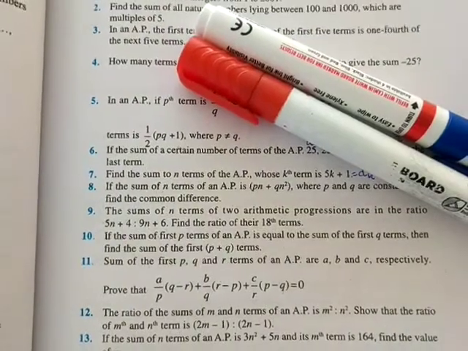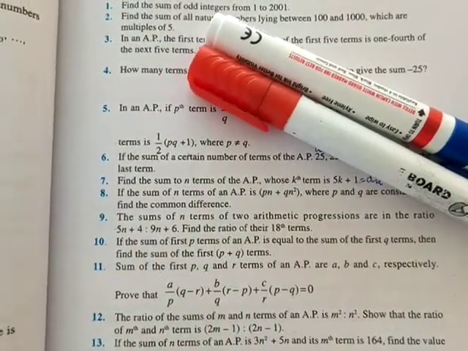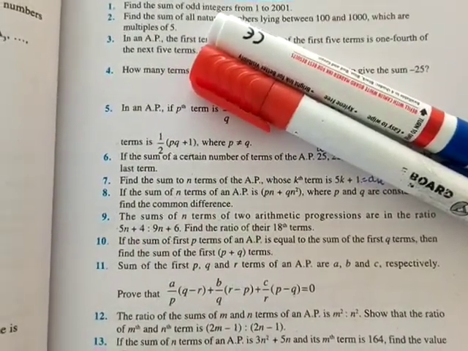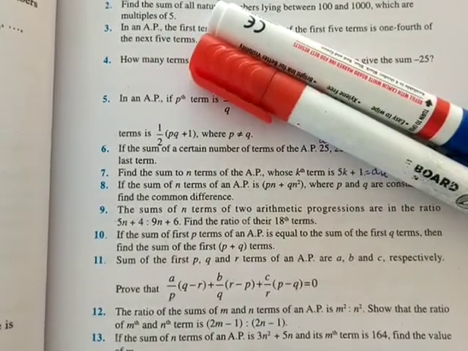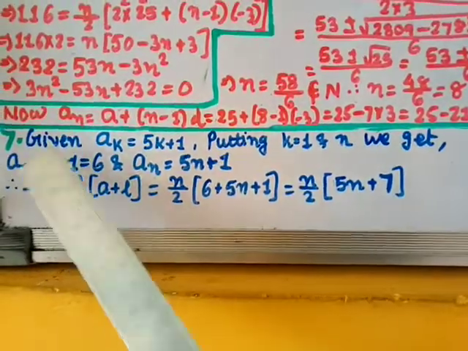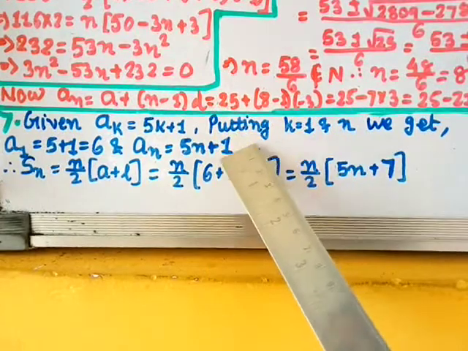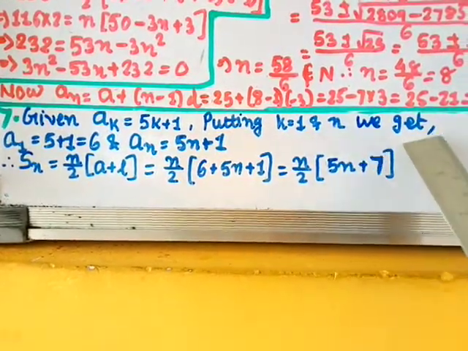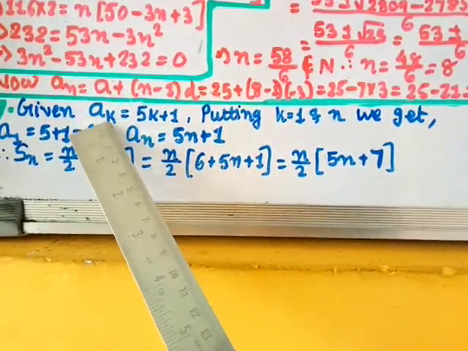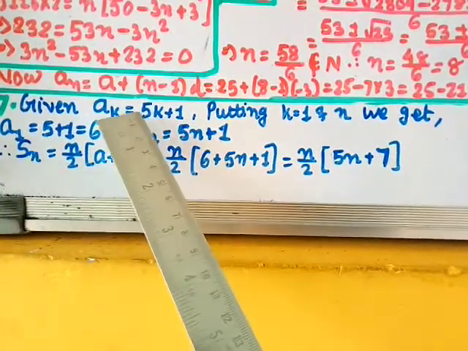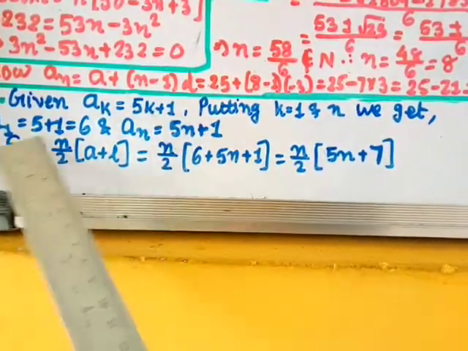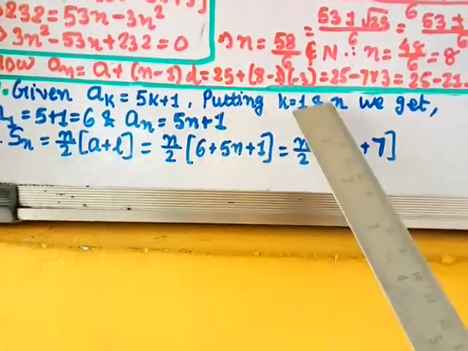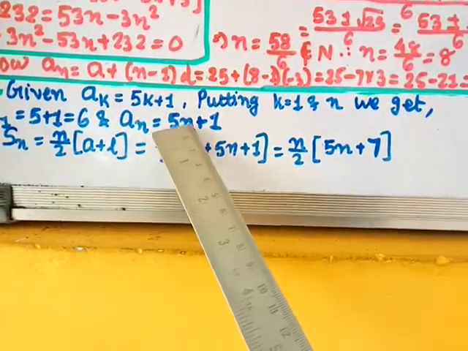Question number 7. Find the sum to n terms of the AP whose kth term is 5k plus 1. Given ak equal to 5k plus 1, putting k equal to 1 and n we get, okay, put the k value as first one. So a1 equal to 5 into 1 plus 1. So 5 into 1 is 5, plus 1 is 6, and put n. So an equal to 5n plus 1.